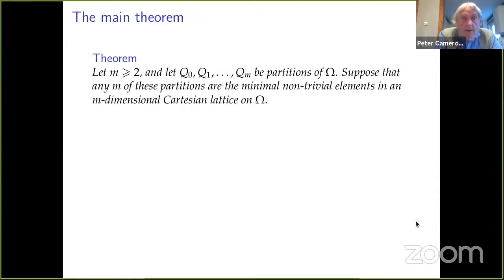So here is our main theorem, and this is the theorem that I'm really very excited about. So suppose you have a set omega, you have m plus one partitions of omega, Q0, Q1 to Qm, and suppose that whenever you take any m of those partitions, you find that they are the minimal non-trivial elements in an m-dimensional Cartesian lattice. So you say if you take any m of these partitions, you get a Cartesian lattice. If you take all their joins, you get a Cartesian lattice.